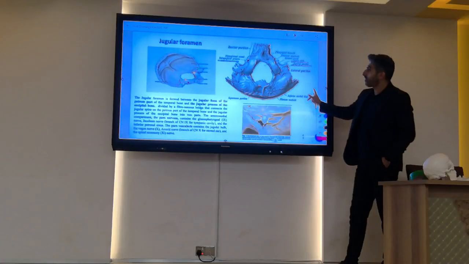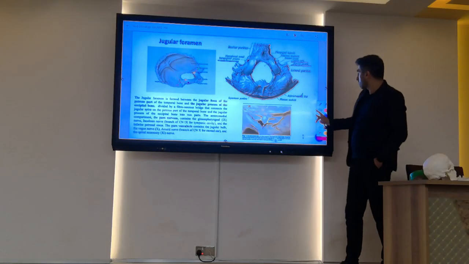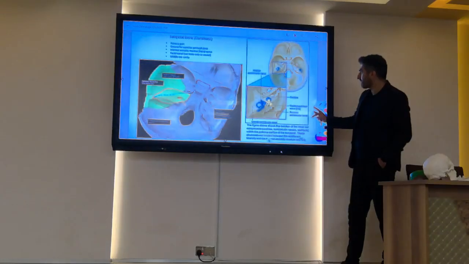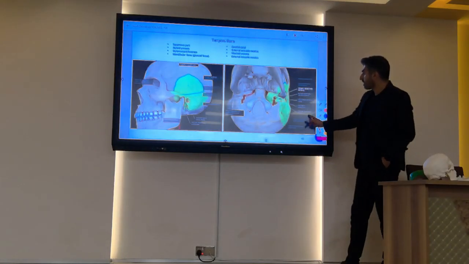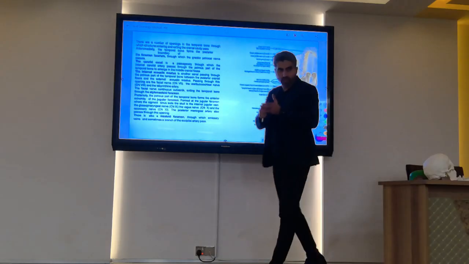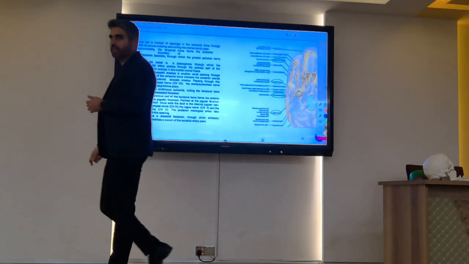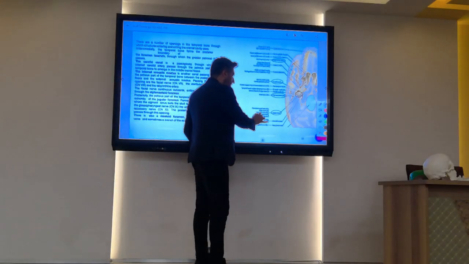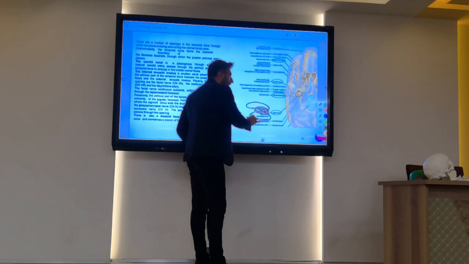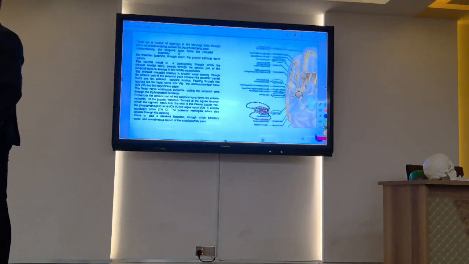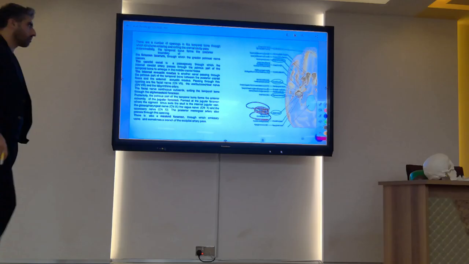What's the function of the jugular notch and jugular fossa? I told you they're making the jugular foramen, and four structures pass through the jugular foramen. These two attached together, making the jugular foramen, and four structures pass here. Three nerves, cranial nerves number 9, 10, 11, and one vein, the internal jugular vein. These four structures pass through the jugular foramen.